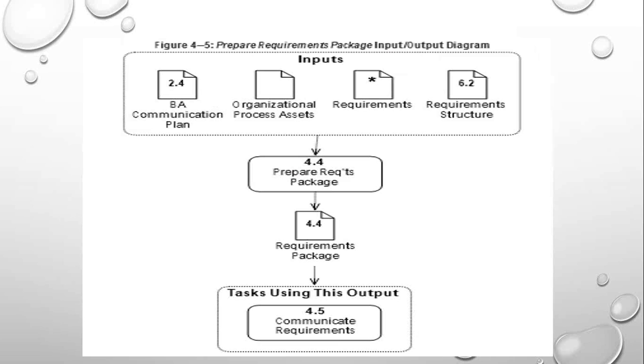Now this is the overall picture of the requirement package input output diagram. So you have business analysis communication plan, organizational process assets, requirement structure, which we will study in chapter 6. Then we have requirement package, which is chapter 4, which we are doing right now. And then you have the communication requirement. So right now, as we are discussing the requirement package, we discussed the purpose, description, what the inputs are, what the elements are. Moving on.